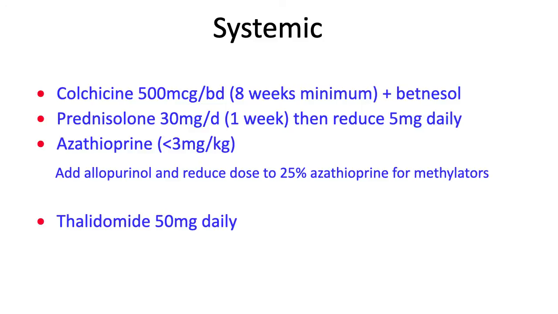For major abscess ulceration, prednisolone, 30 milligrams daily for a week, reducing then until the ulcer heals, can be very helpful. For patients with recurrent ulcers that aren't controlled with colchicine, I use azathioprine. And in those who are methylators and in danger of having abnormal liver function tests, this is a very handy technique, adding allopurinol and reducing the dose of azathioprine by to 25% will allow you to continue to use azathioprine quite safely. Thalidomide is a further treatment that can be used, initially 50 milligrams daily, but sometimes can be used 2 or 3 times a week at that dose with a good effect.